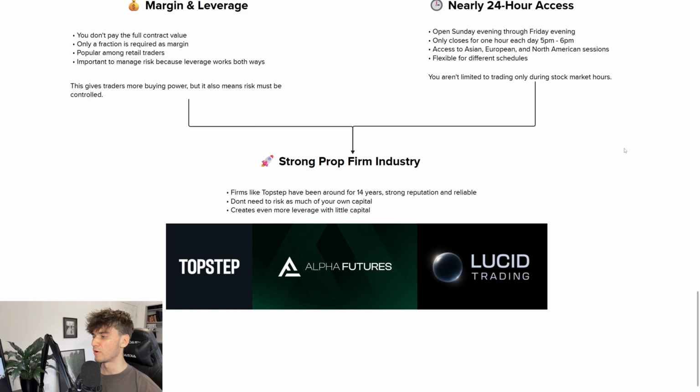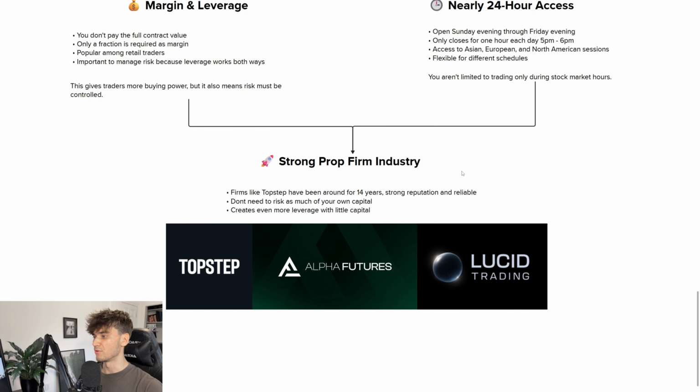So now the last and one of the most important reasons why I trade futures is because of how strong the prop firm industry is. So when you're first starting out, you're most likely going to want to use prop firms because of the additional leverage that it allows you to trade. If you don't know much about prop firms yet, you can look it up, but basically they're going to be funding you with capital, so you don't have to risk your own capital on trades. So you put down a little bit to buy the evaluation. If you pass the evaluation, then you can trade with their capital.